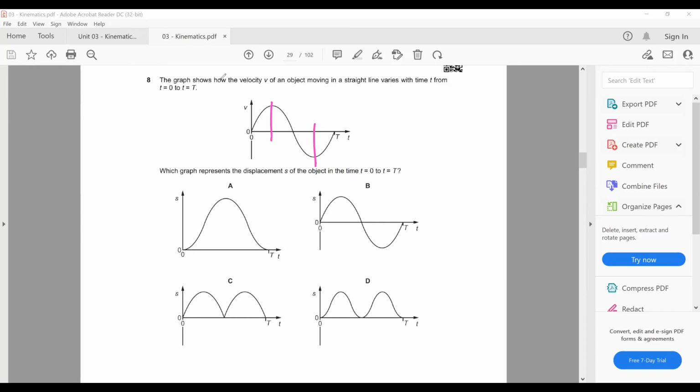They tell you that the graph here shows how the velocity v of an object moving in a straight line varies with time t from 0 to capital T. Which graph represents the displacement s of the object in time 0 to capital T?